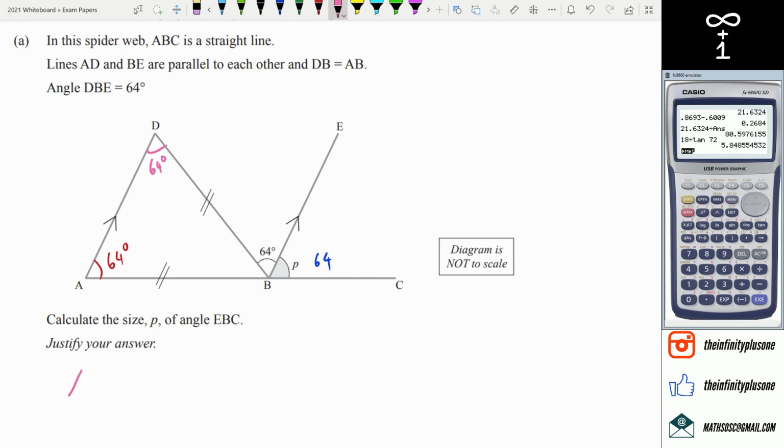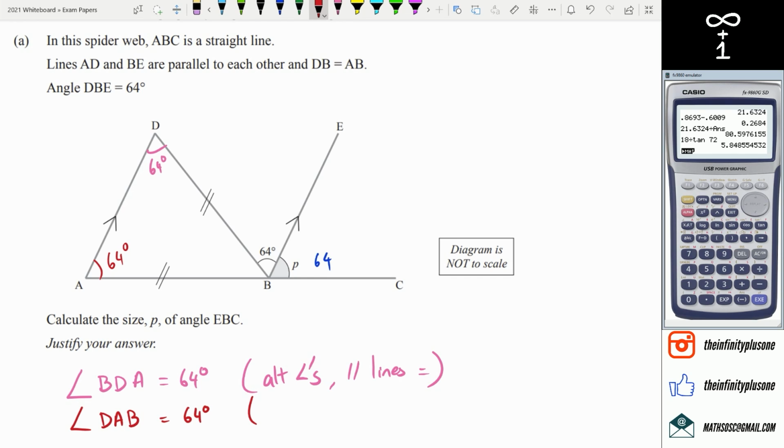So first off, we've got angle BDA equals 64 degrees because our reason is that alternate angles are equal in parallel lines. That's our first one. Then we've got the red angle, which happens to be DAB, which is equal to 64 degrees, because base angles in an isosceles triangle are equal.